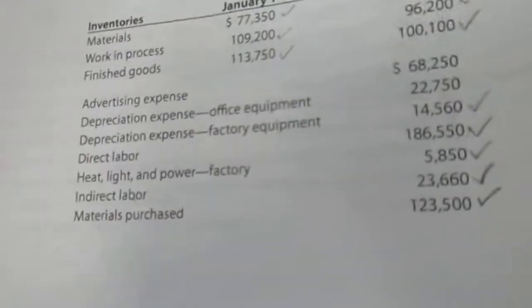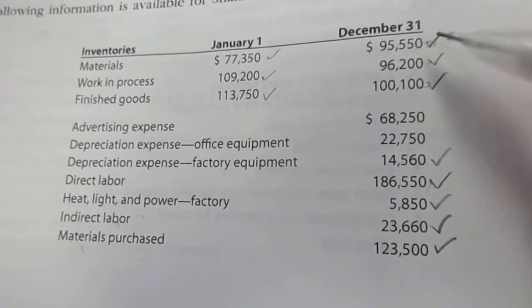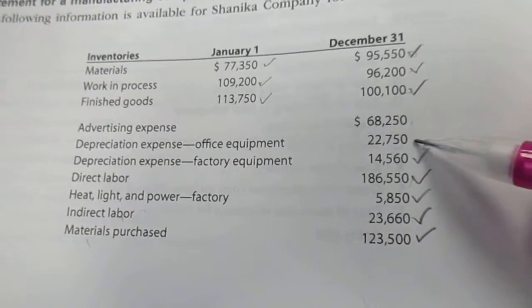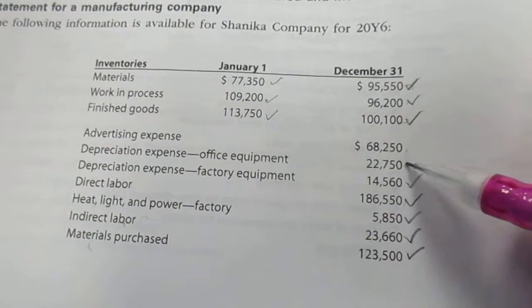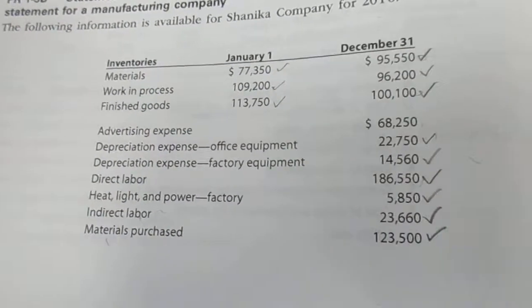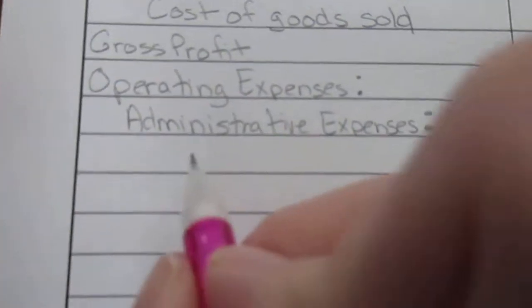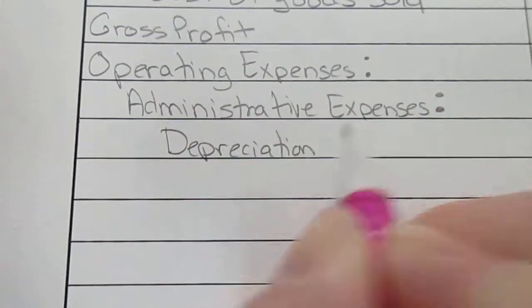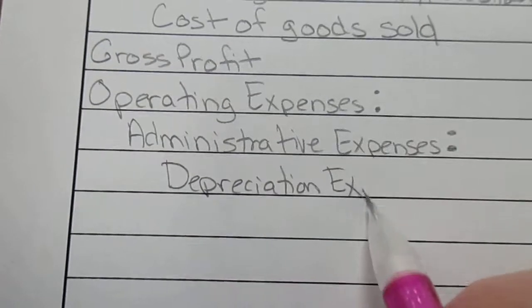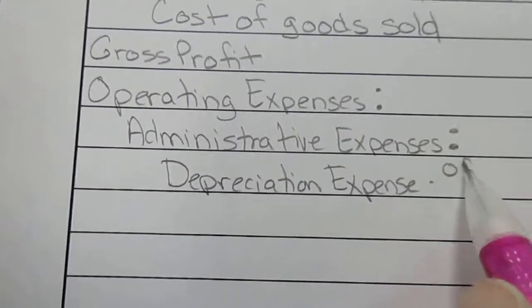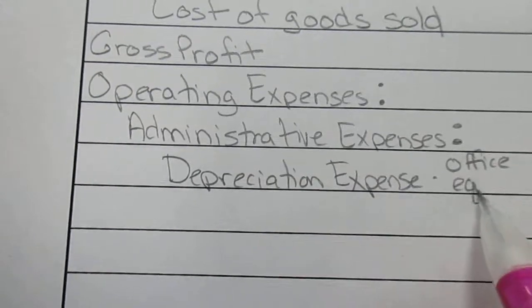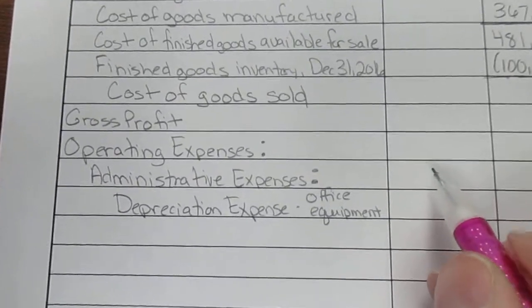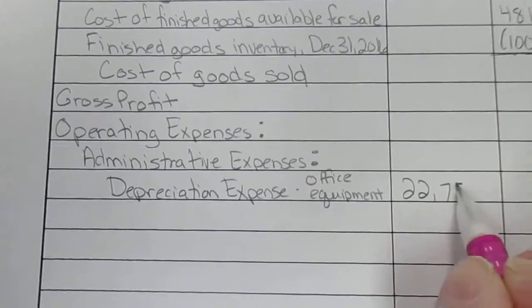And now we're going to look at the list in our book and find the ones that we have not checkmarked yet, that we haven't used yet. Advertising we know is sales, so we're not going to touch that one. Depreciation expense office equipment, that would be administrative, so 22,750. Now for these, we're going to start in the first column. So we said 22,750.